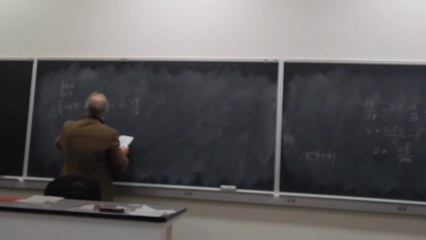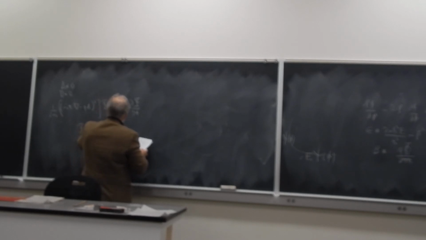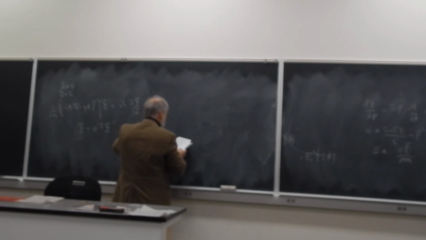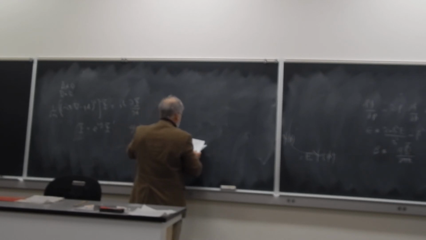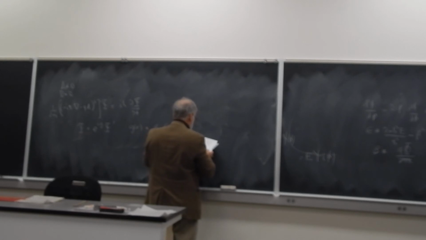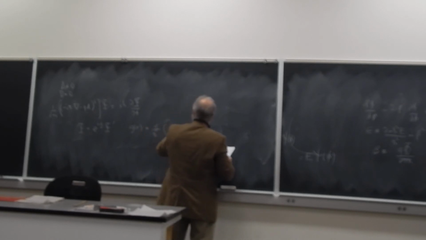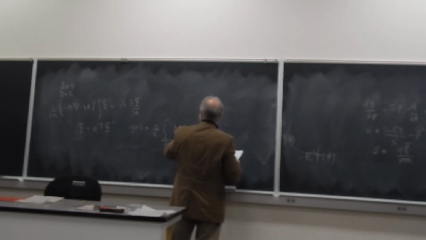I'm going to write this as psi is equal to e to the ig psi prime, where g is some function of r and is equal to q over h bar integral from maybe some reference point, which I can arbitrarily choose, to r. Sorry. A of r prime dr prime.